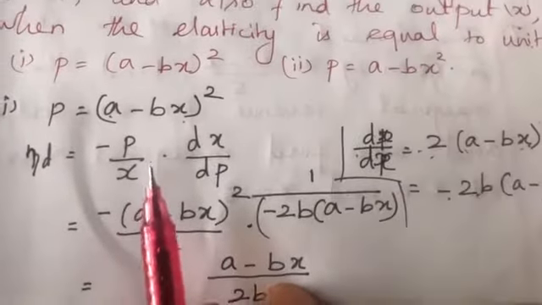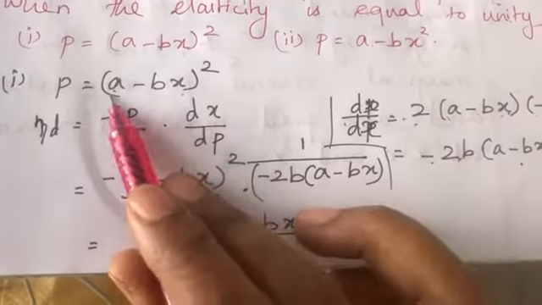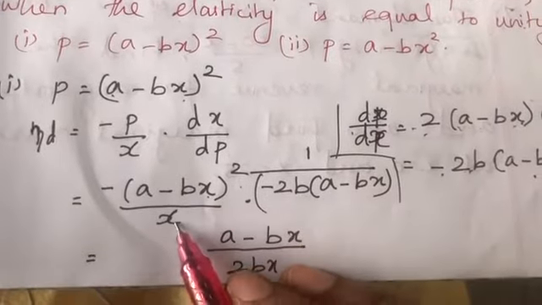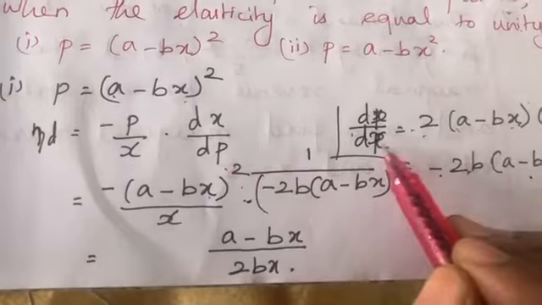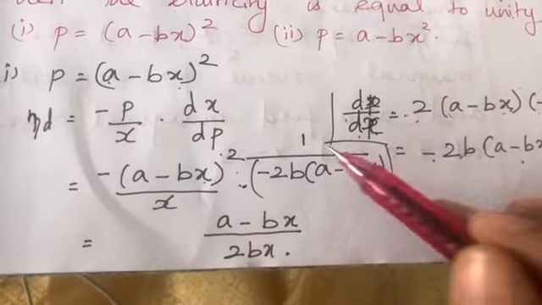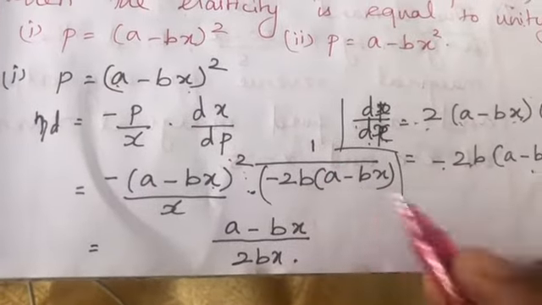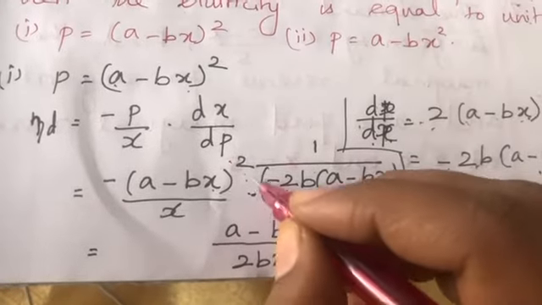So eta, the formula, we can substitute. Minus p by x into dx by dp. Minus p is minus a minus bx the whole square divided by x into dx by dp, but we need dp by dx. So its reciprocal, so dx by dp is the reciprocal of this, that is 1 divided by minus 2b into a minus bx. We have to multiply these two.